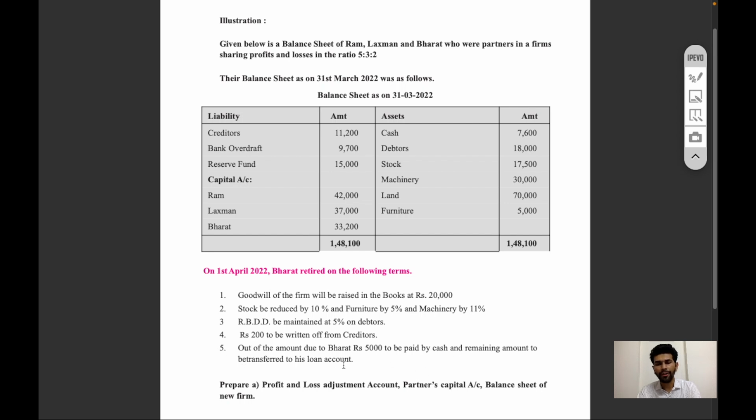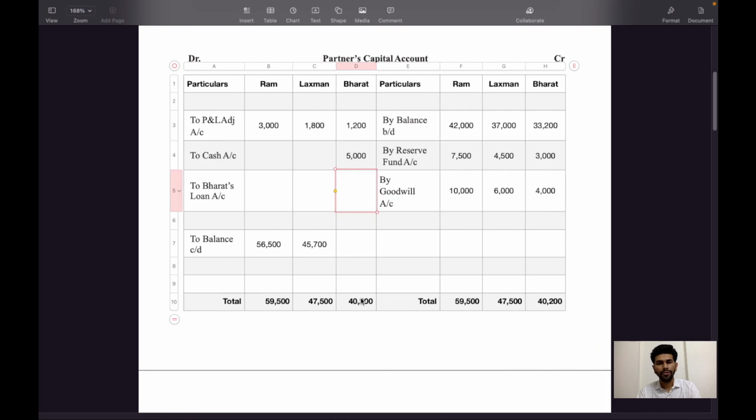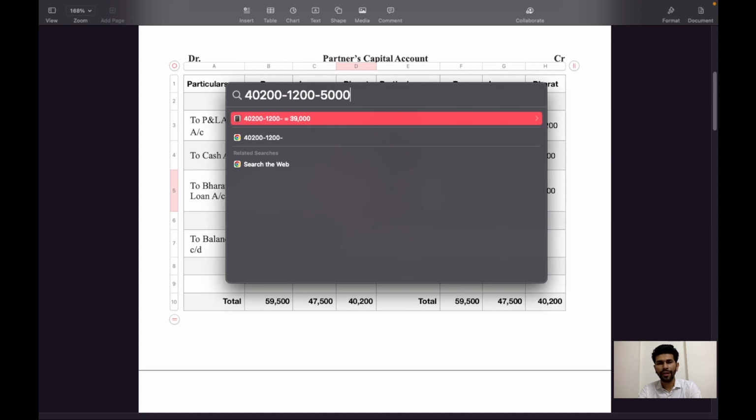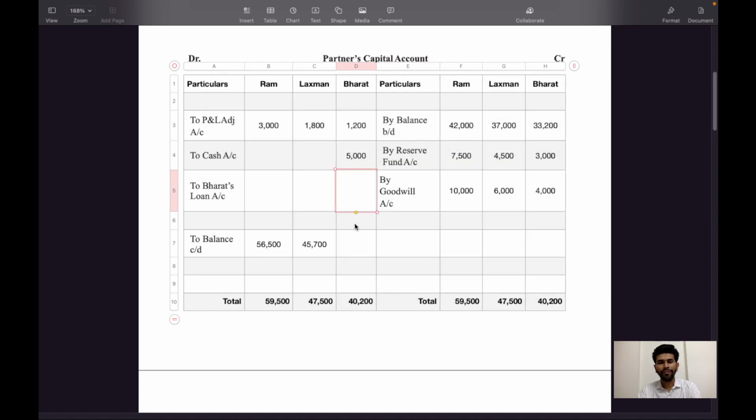The remaining amount to be transferred to his loan account. So the remaining amount is 40,200 minus 1,200 minus 5,000 rupees. So 40,200 minus 1,200 minus 5,000. The balancing figure is 34,000 rupees.